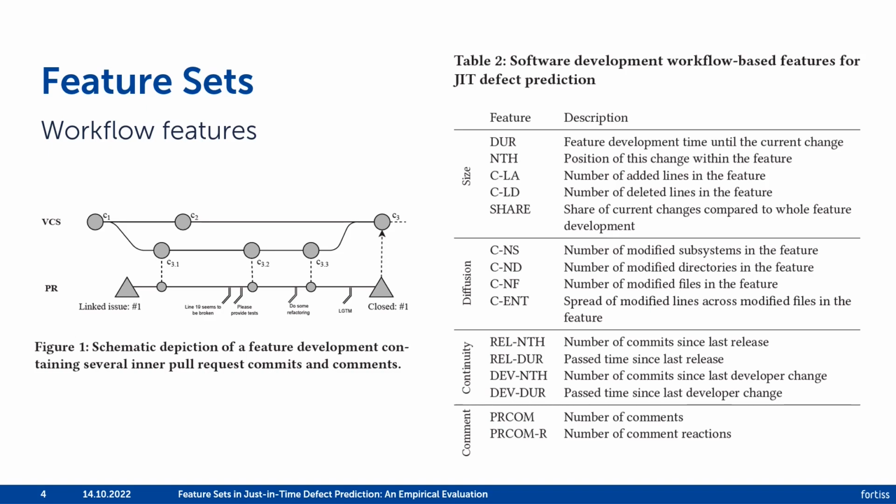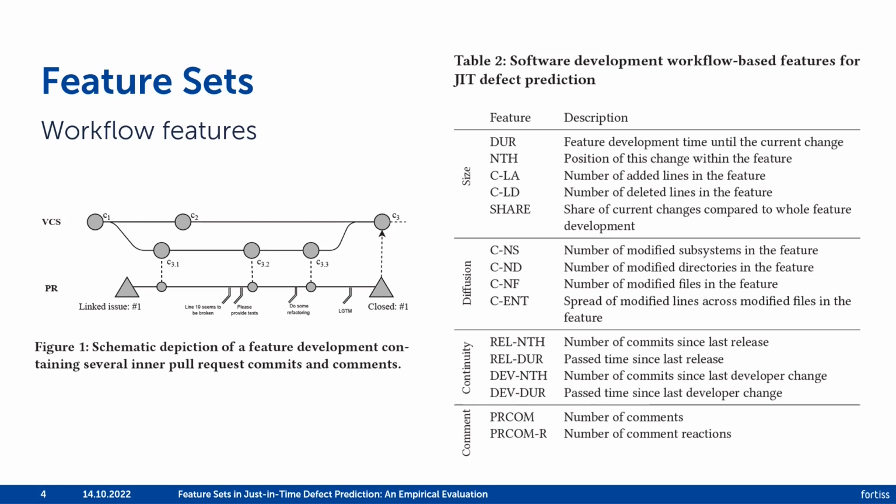The intuition here is that the development activities inside a feature contain information about the defectiveness of a feature, and also that over time in this feature development, the riskiness of a new commit introducing a defect changes. And therefore, we propose the features here on the right, containing feature development features over time.